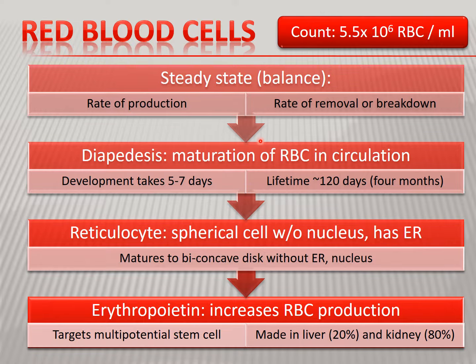The maturation of the red blood cells is called diapedesis. They last about 4 months. They're constantly being removed or broken down by the kidney and spleen. A reticulocyte is an immature red blood cell, but it's in circulation. It doesn't have the nucleus, but still has the ER. And then erythrocyte is the mature red blood cell after you go from this to the mature.